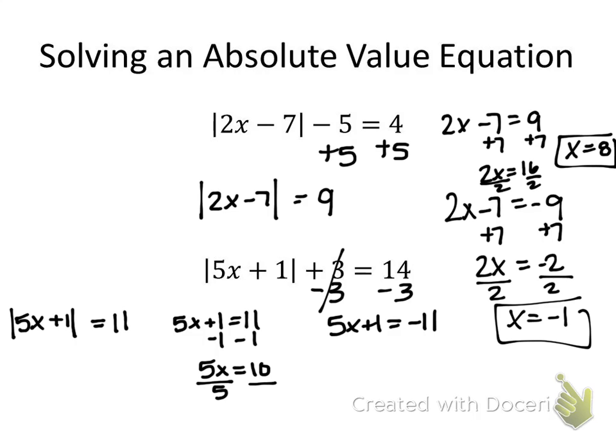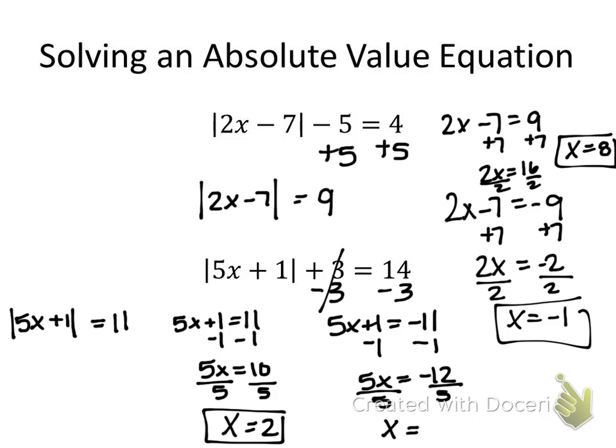divide by 5, and x is equal to 2. Again, subtract 1 on both sides. 5x is equal to negative 12, so I divide by 5. And since I can't reduce that at all, I can just leave it as an improper fraction. Now, you could change it to a mixed number and make it negative 2 and 2 over 5 if you wanted to, but you don't have to. Okay?